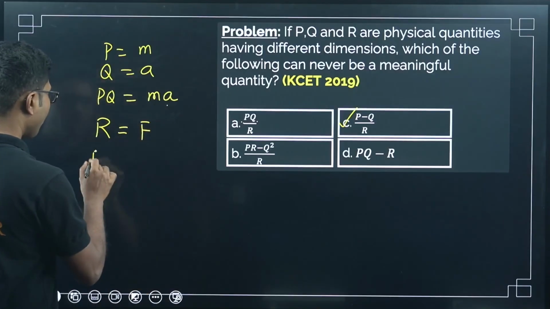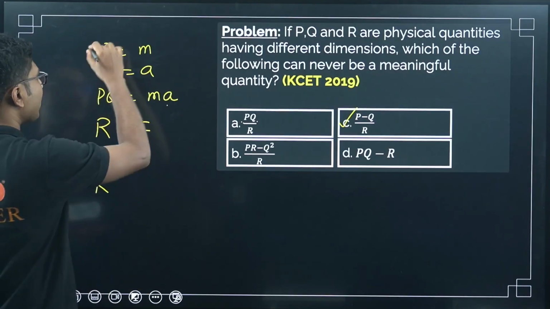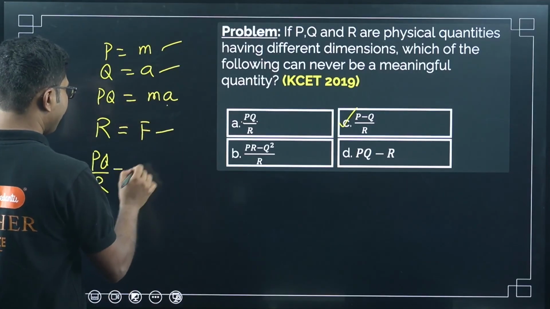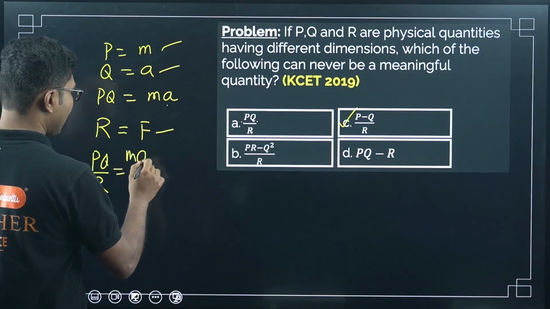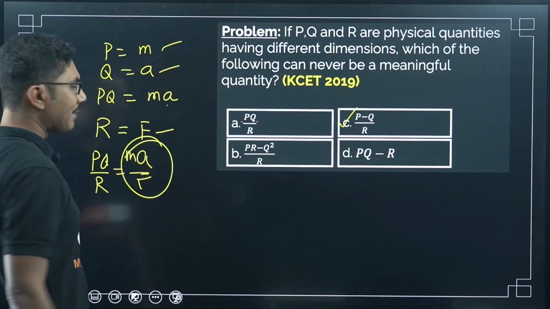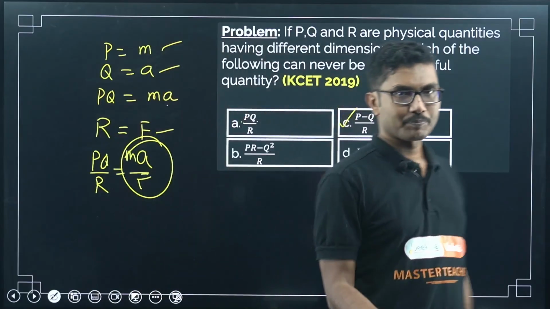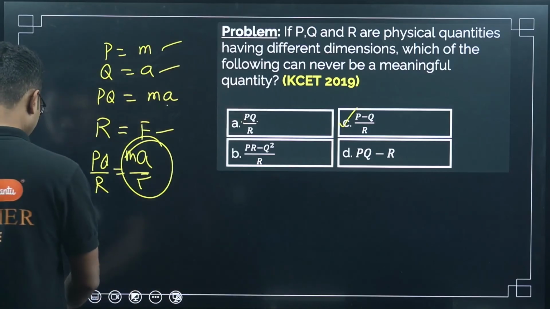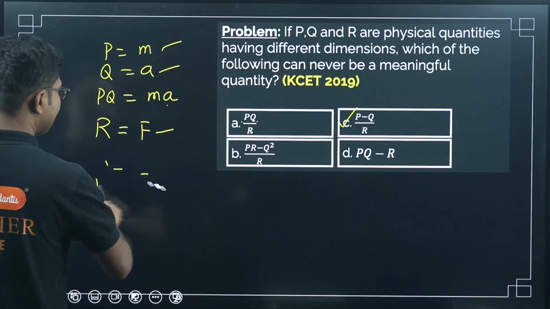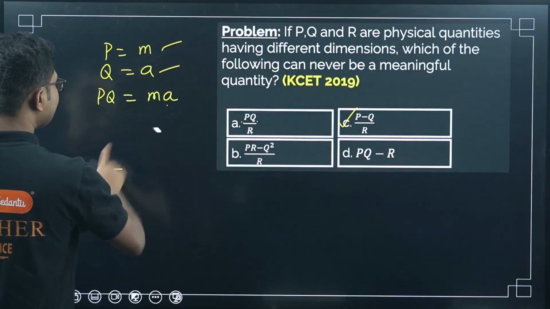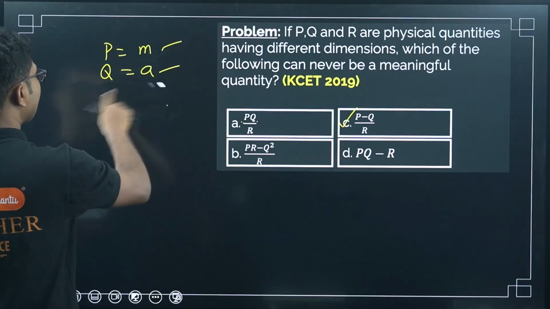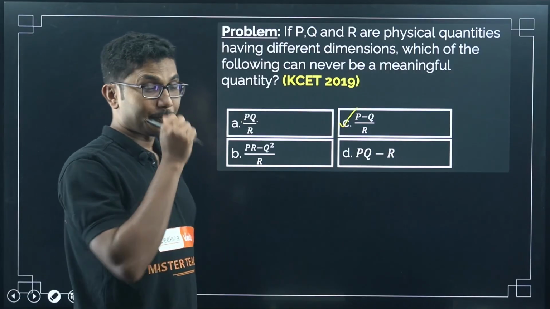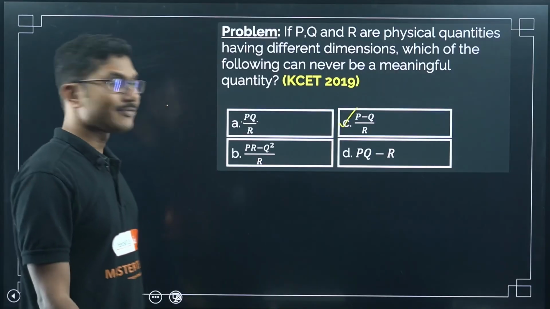So PQ by R, even though the dimensions of P, Q and R are different, if you say PQ by R, you can say MA by F. So they have the same dimension, so this division is possible. For division, they may have the same dimension, but not necessarily. It is not necessary for division or multiplication that they should have the same dimension. But if you are subtracting or adding, they must have the same dimension.